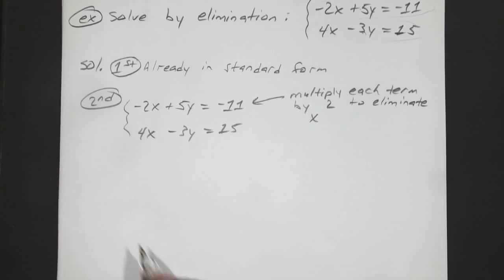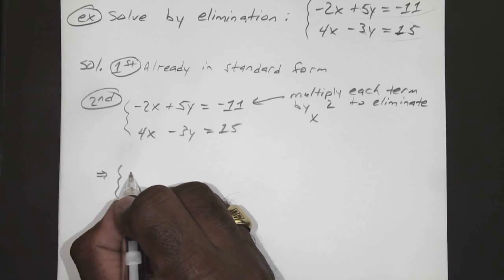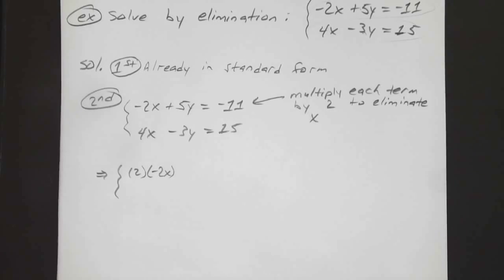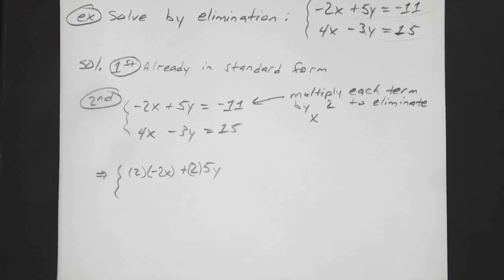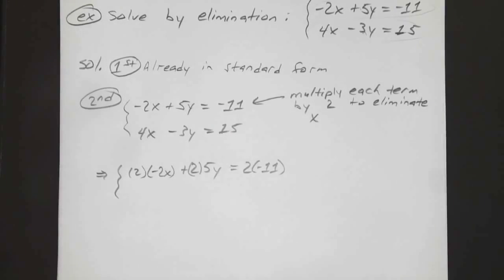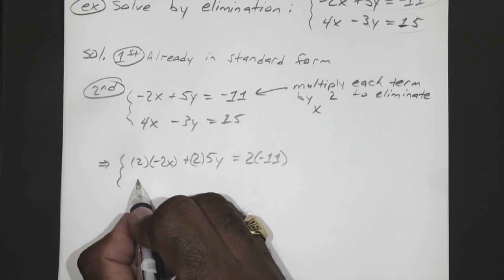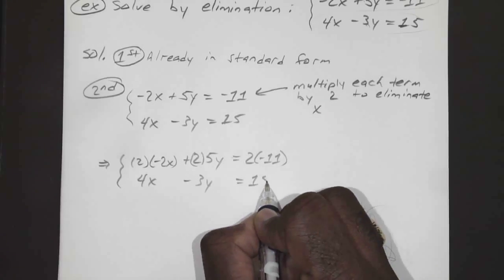Okay, so that means we will end up with 2 times negative 2x plus 2 times 5y equals 2 times negative 11. And the second one just stays the same. So you have 4x minus 3y equals 15.